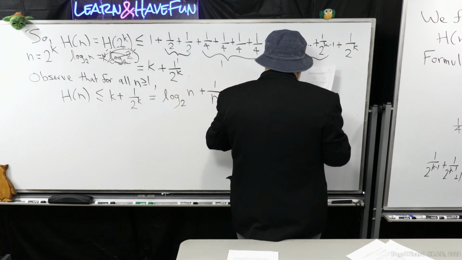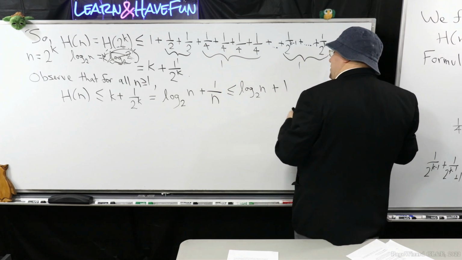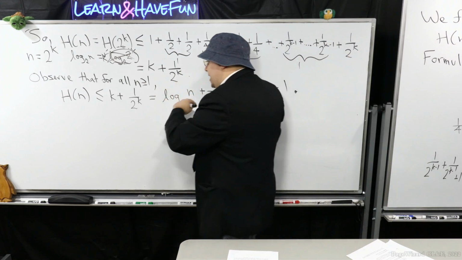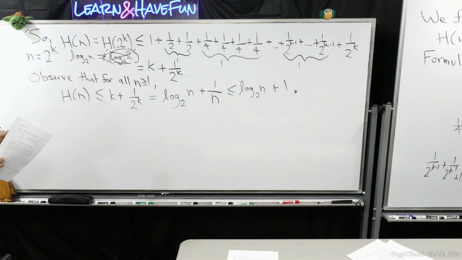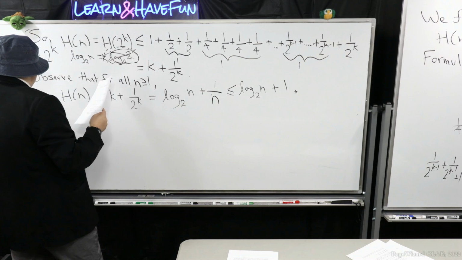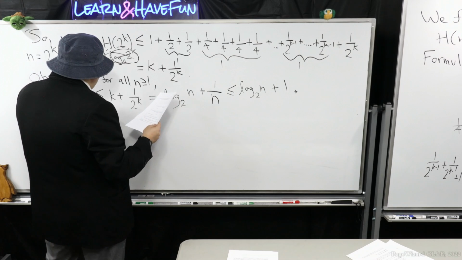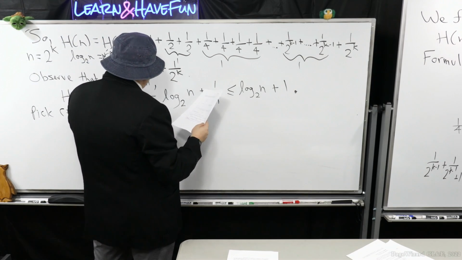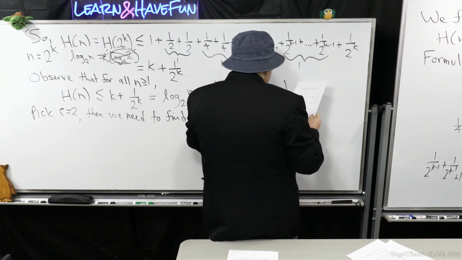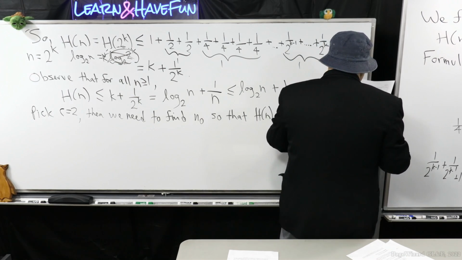But this is less than or equal to log base 2 of n plus 1, because 1 over n could never exceed 1, because n is greater or equal to 1. So now I have h of n is less than or equal to log base 2 of n plus 1. I'm going to try using the same trickery I used before, but now I have a much smaller factor here, so I'm going to pick c equal to 2. So I'm going to play lookalike. Then we need to find n0 so that h of n is less or equal to 2 times log base 2 of n.